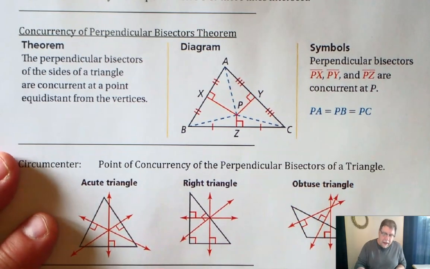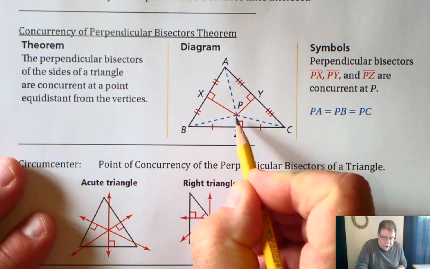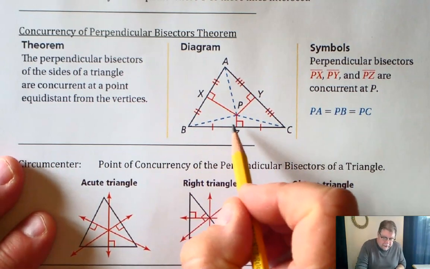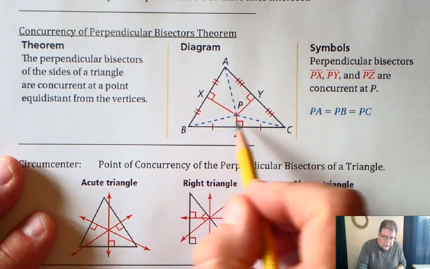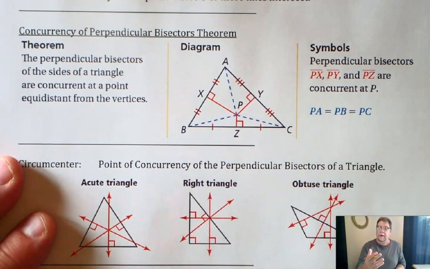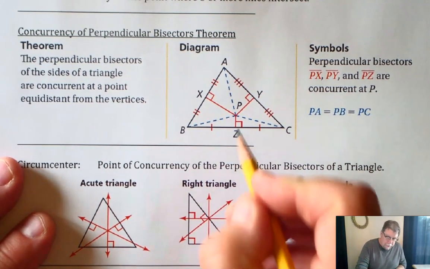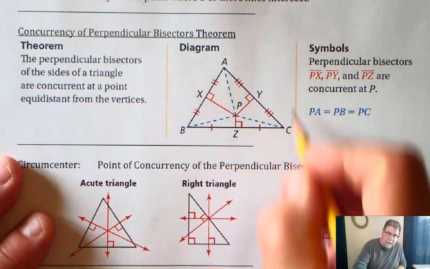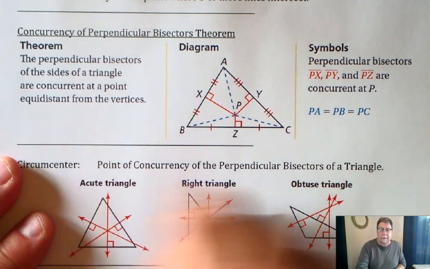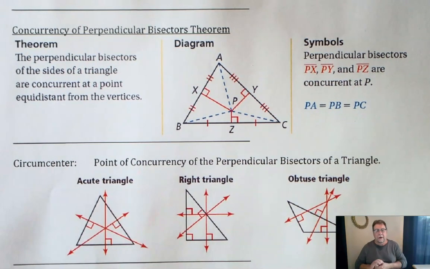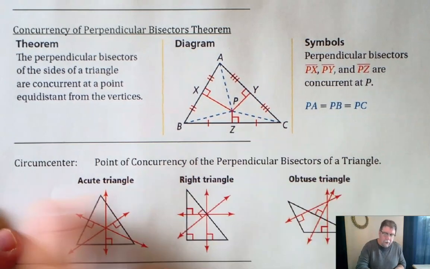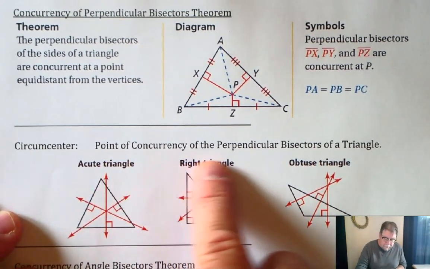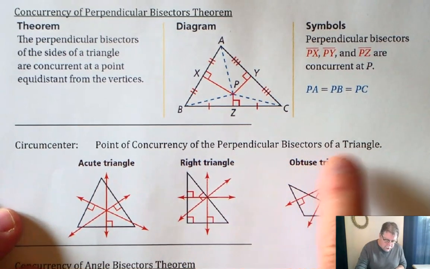And so what that really means is point P is equidistant from A, from B, and from C. So it's the same distance from P to A, to B, to C. So theoretically, you could take a compass, put the center right there at P, and draw a circle that would touch A, B, and C. It's called circumscribing a circle around a triangle. And that point would be called a circumcenter. That circumcenter is the point of concurrency of the perpendicular bisectors of a triangle.